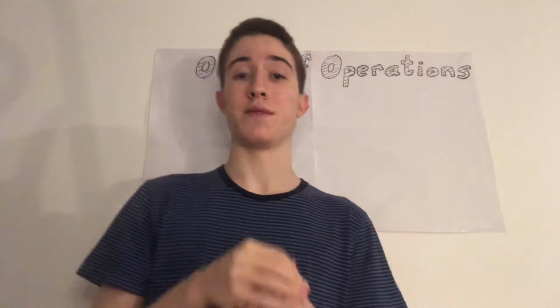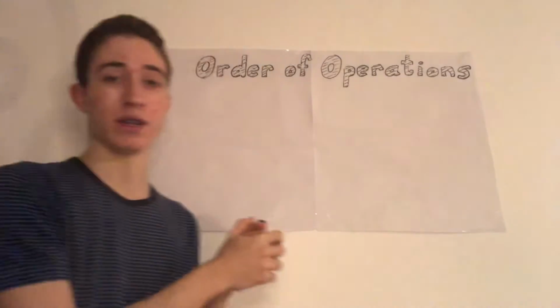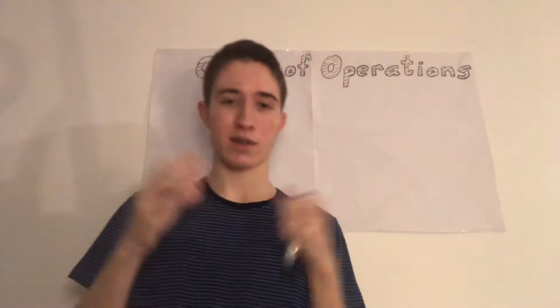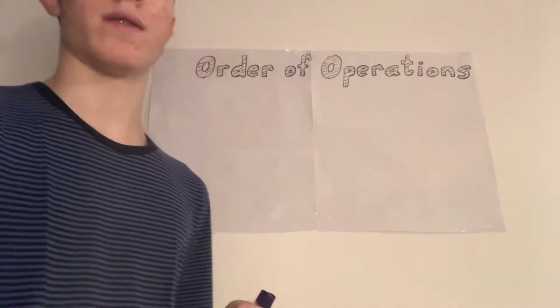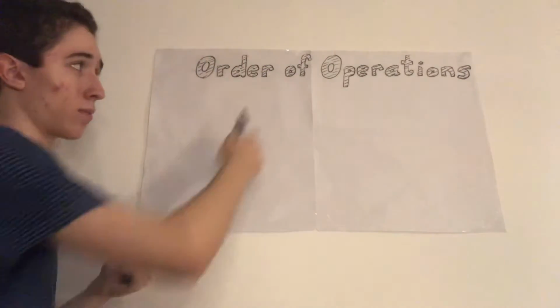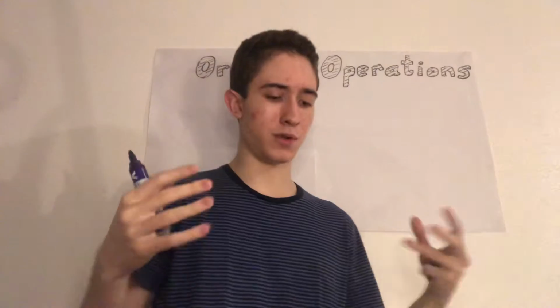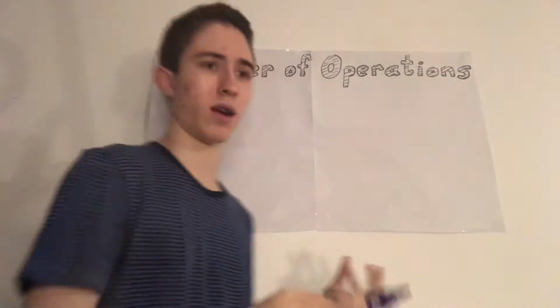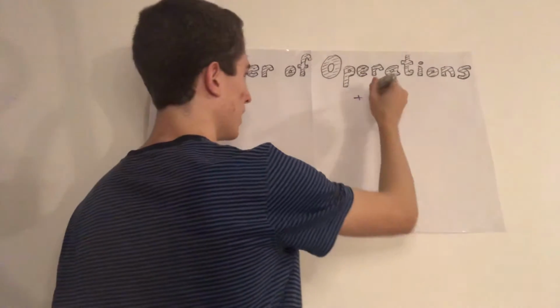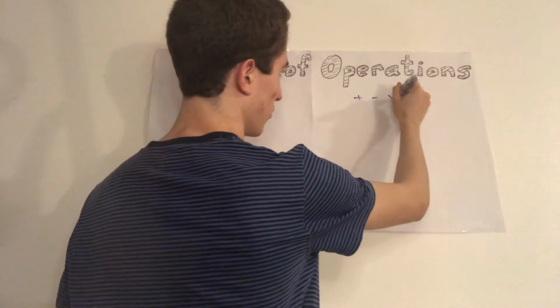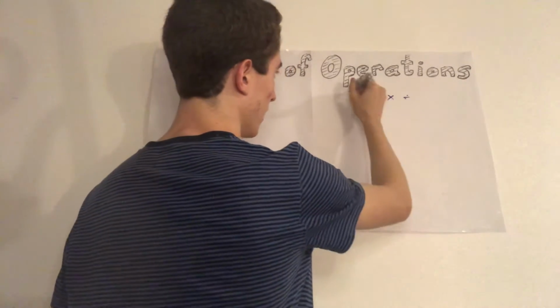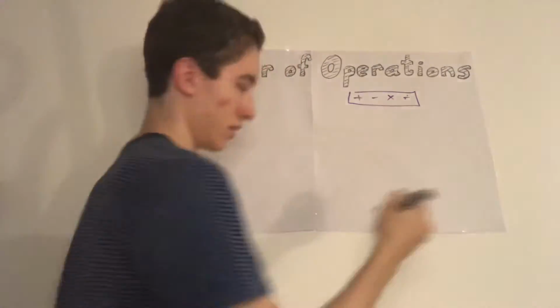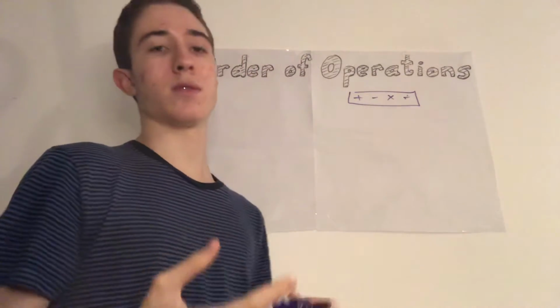I'm Tiago and this is a video about order of operations. So first, let's break it down. What do we mean by order of operations? Well, our operations are basically when you do stuff with numbers, correct? Our basic operations, for example, are adding, subtracting, multiplying, dividing, and there are other operations, but these are the basic ones.